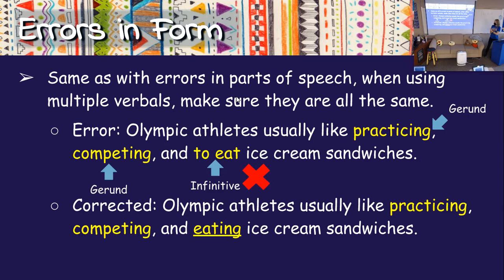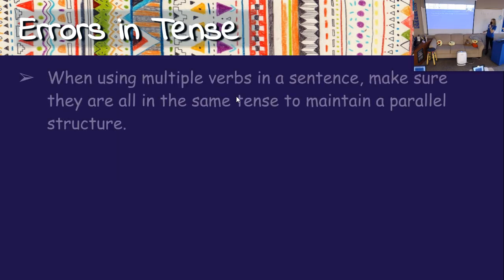Not right. Okay, we need to fix that infinitive to make it a gerund. So here's how we would do it. We just change it to a gerund, "eating," instead of "to eat." Then the sentence flows. Olympic athletes usually like practicing, competing, and eating ice cream sandwiches. Yay, parallelism.